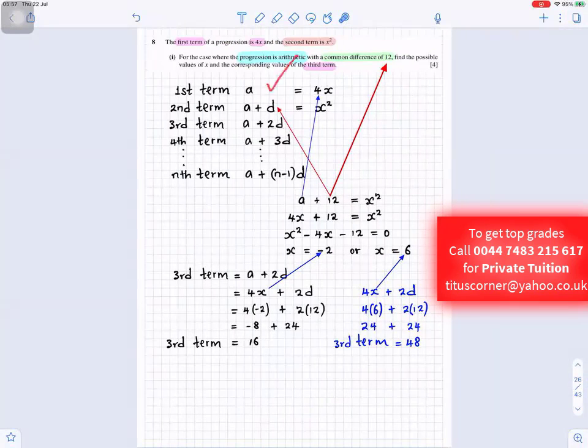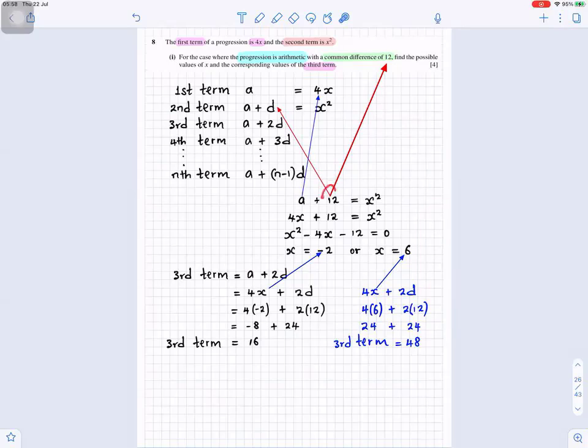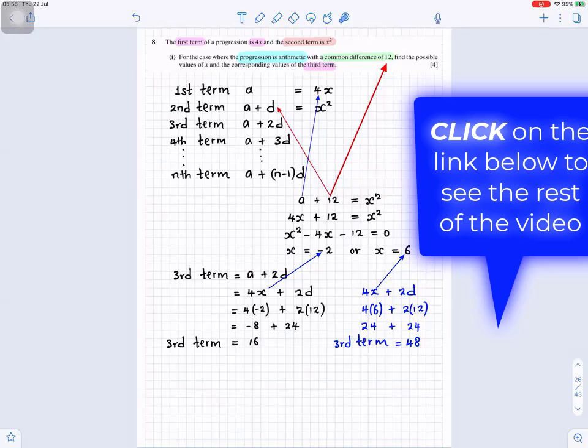So the first term a is 4x. The second term a plus d is x squared. And the third term is a plus 2d, the fourth term a plus 3d, the nth term a plus n minus 1 d. So the common difference is 12. That means a plus 12 is equal to x squared. And a is 4x. So 4x plus 12 is equal to x squared.